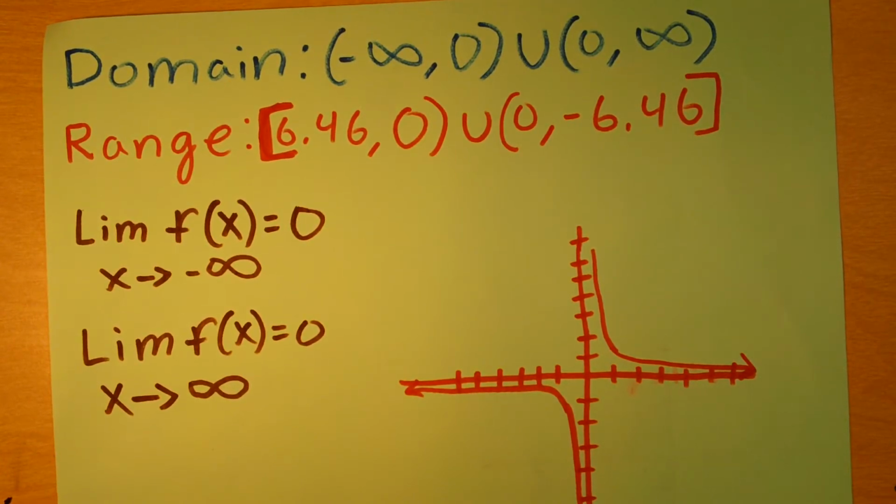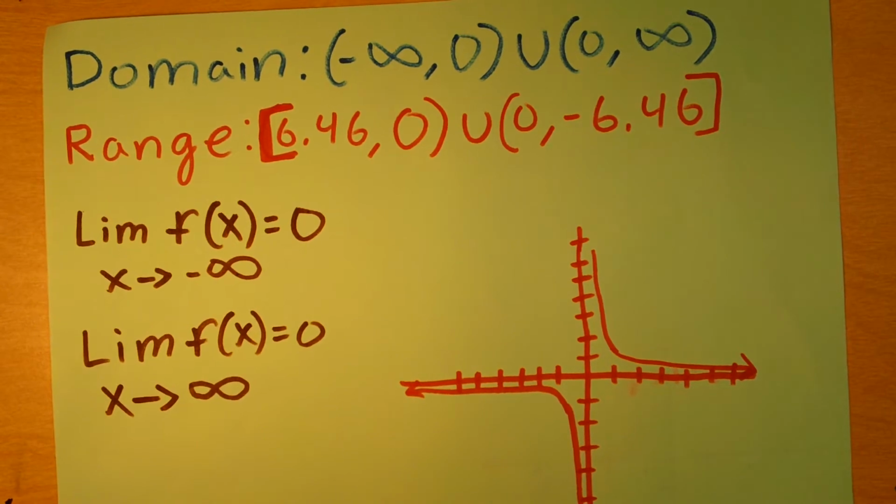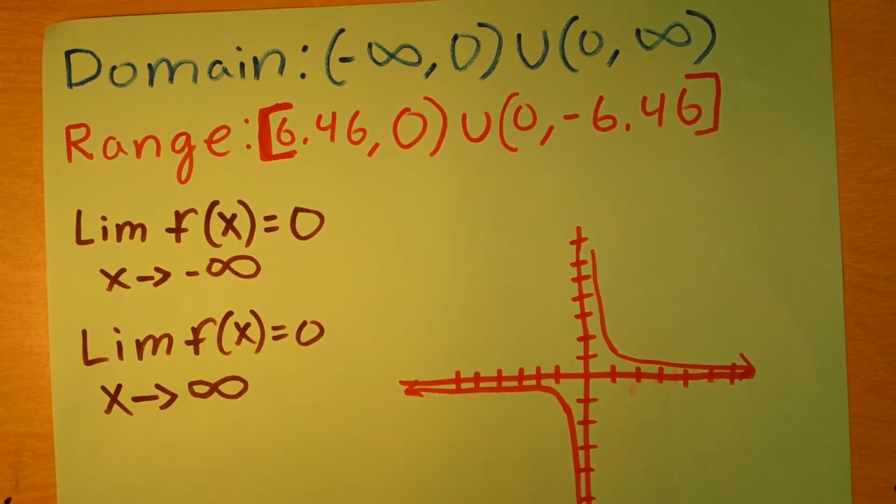Then to find the end behavior, you also use your asymptotes. In this, as x approaches negative infinity, y is equal to 0, and as x approaches infinity, y is also equal to 0.